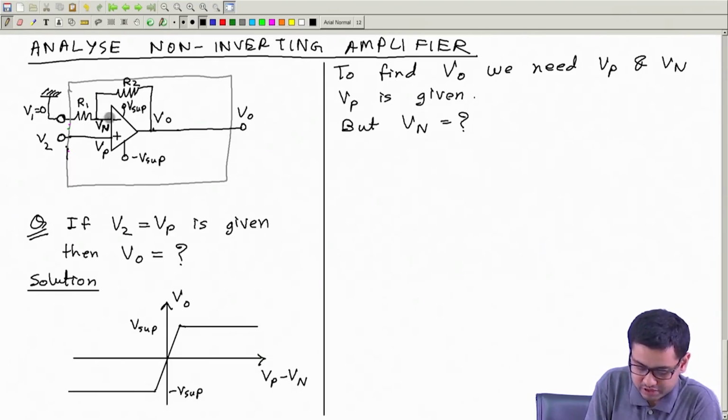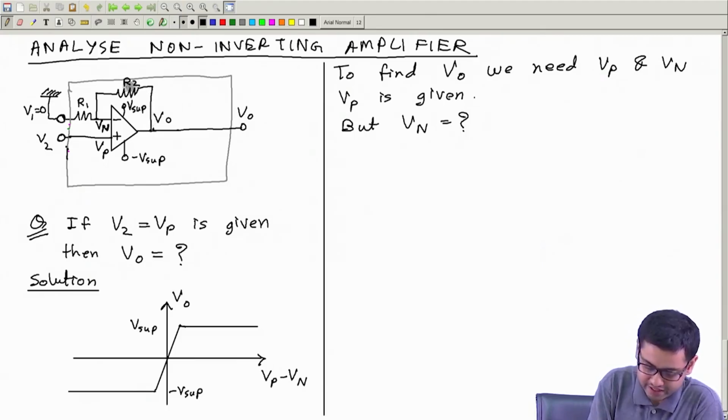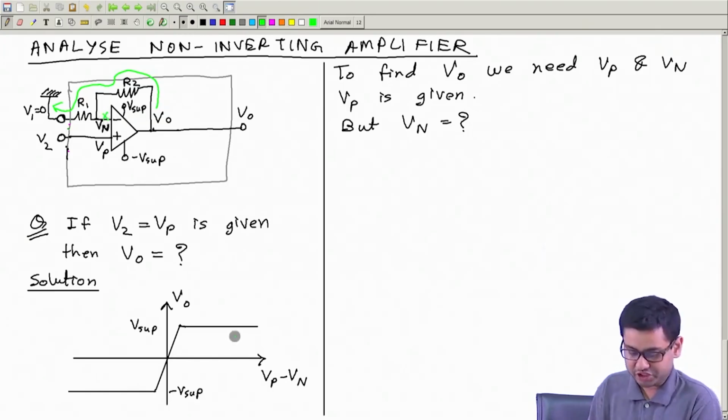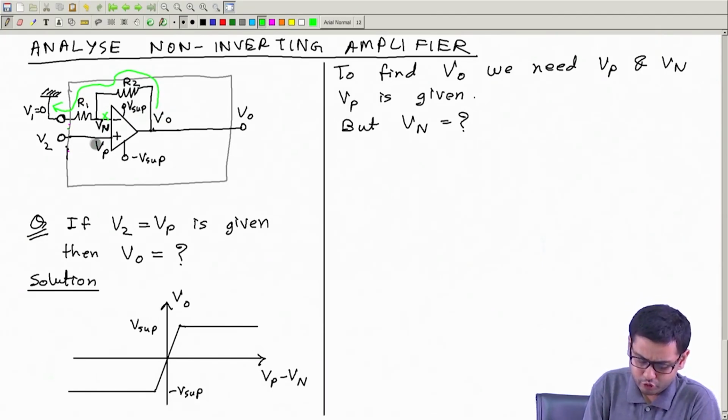No current flows through this input, right? So if any current flows from here, it will go like this only, or it will go like this only. No current can bypass through this terminal. So the current can only flow like this. Nothing can go in this branch. Okay, I put a cross sign. So therefore Vn can be found out using potential divider rule.